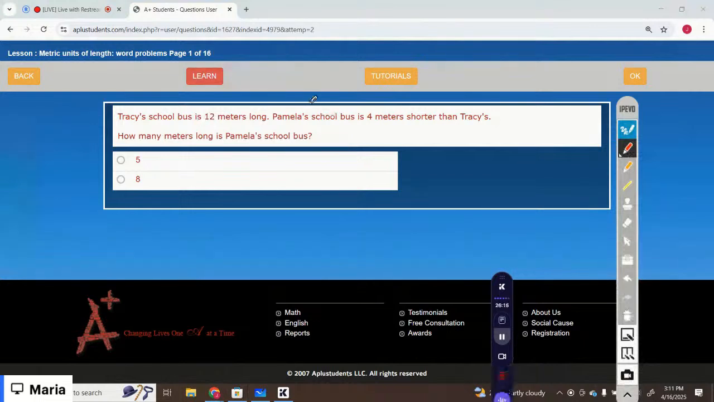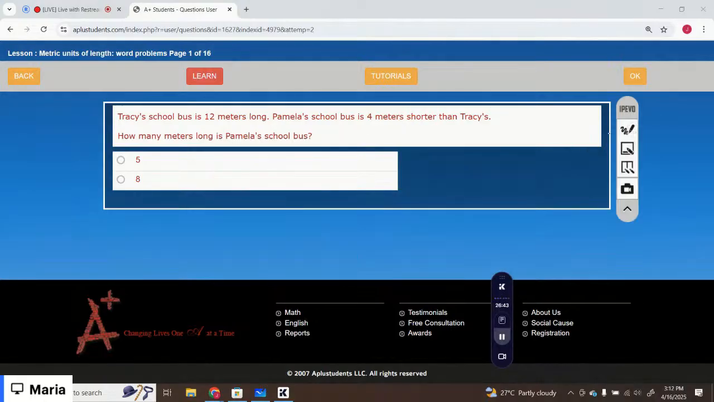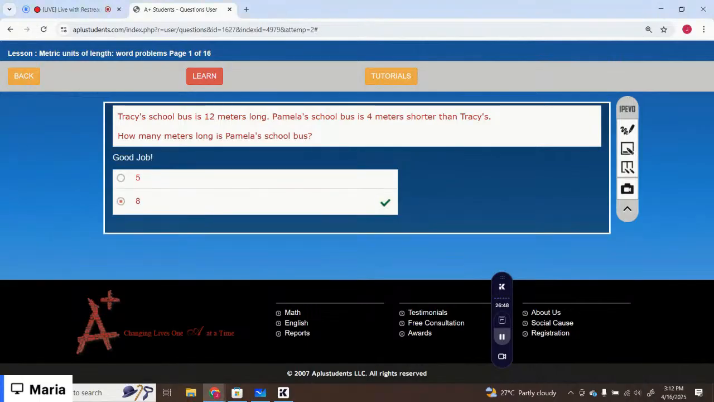Tracy's bus is 12 meters long. Pamela's school bus is 4 meters shorter. Shorter means subtract 4 from Tracy's. So 12 take away 4 is 8. So that means that Pamela's school bus is 8 meters long. The correct option is 8. Option number 2 is the correct option.